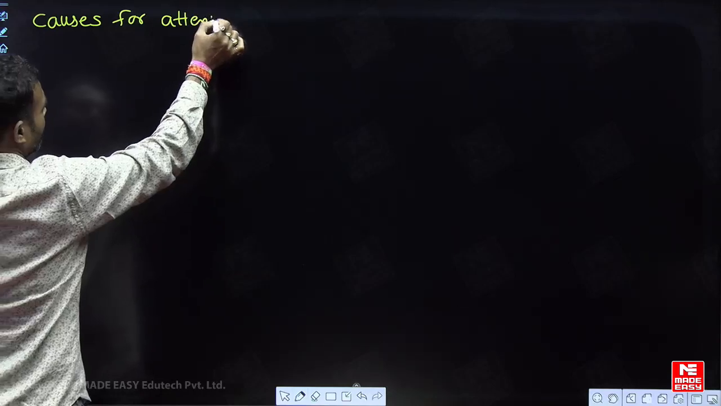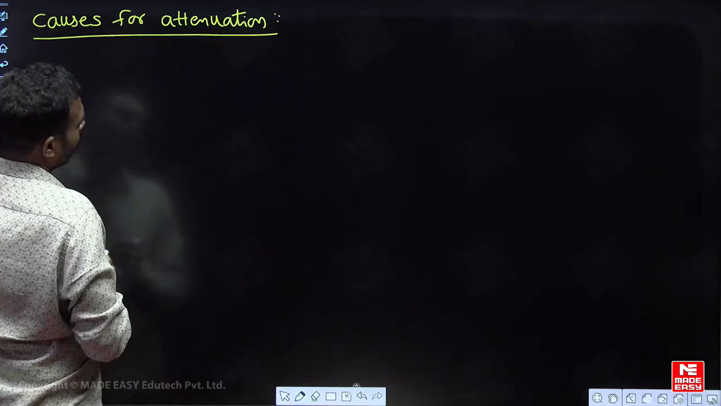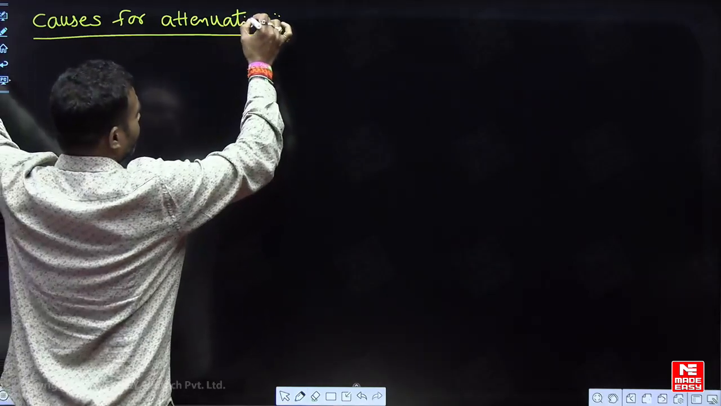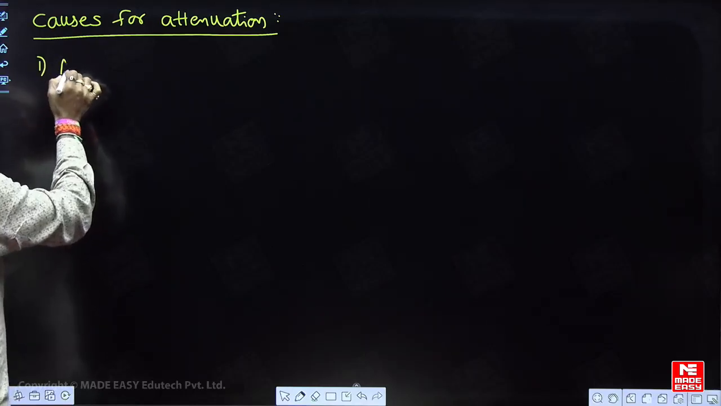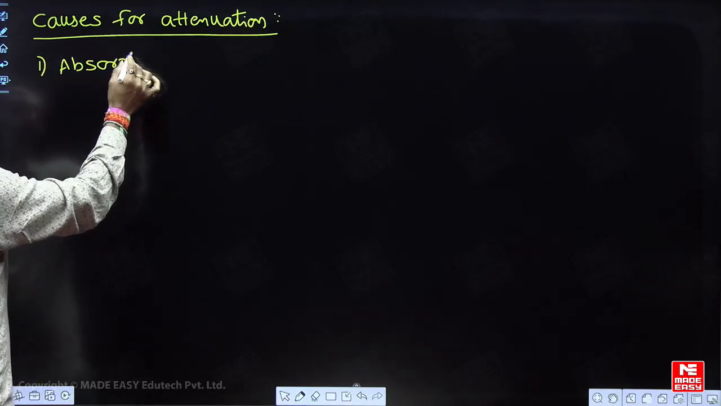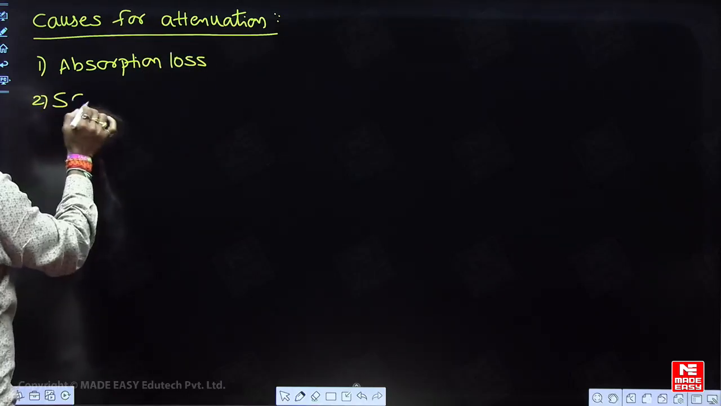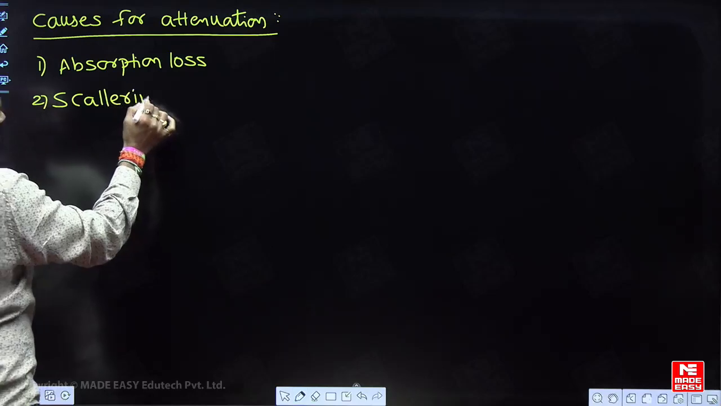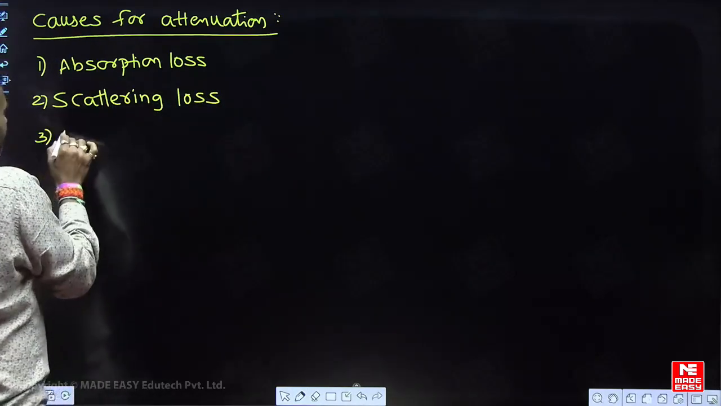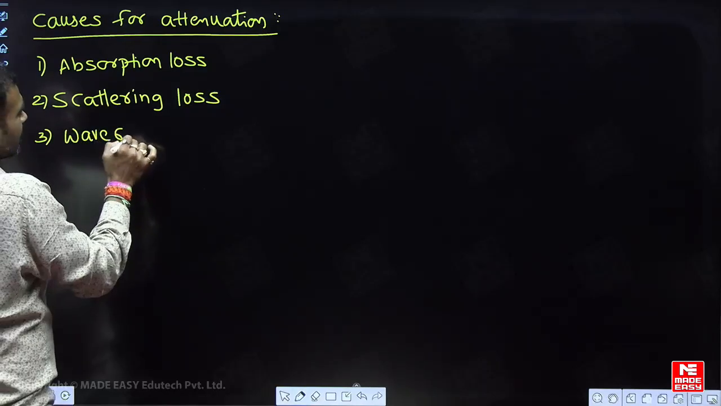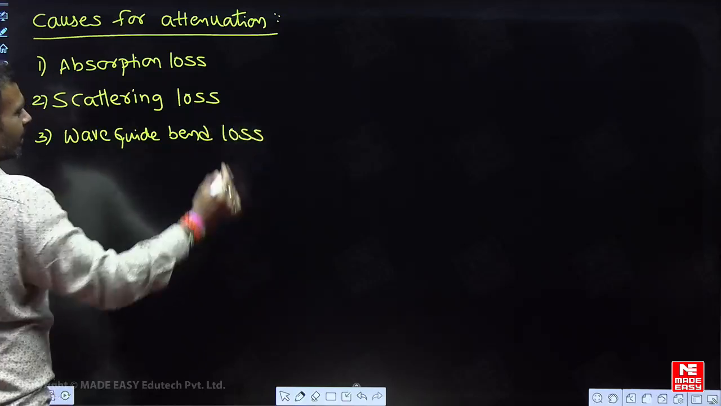The first cause of attenuation is absorption loss. Second is scattering loss. Third is waveguide bend loss. By bending the fiber also we get some losses, which is called waveguide bend loss.